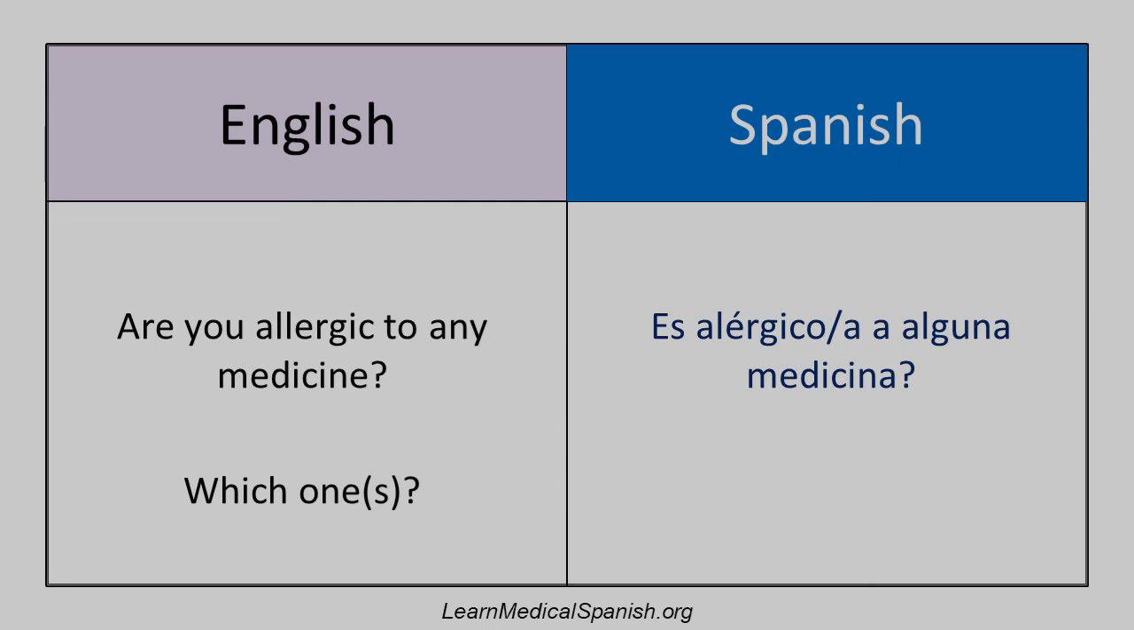Which ones? In this case, which medication or medications are you allergic to? Which one or which ones? ¿Cuál or cuáles? Again, if you think it's singular, you'd say cuál, like which one. And if you think it's plural, you'd say cuáles. That's one word, cuáles.